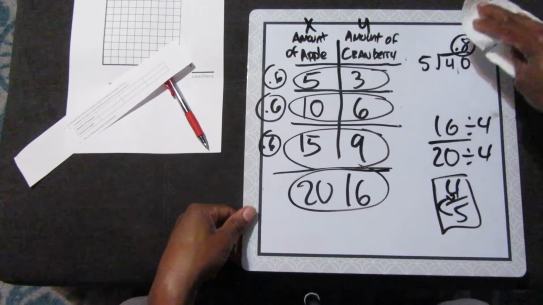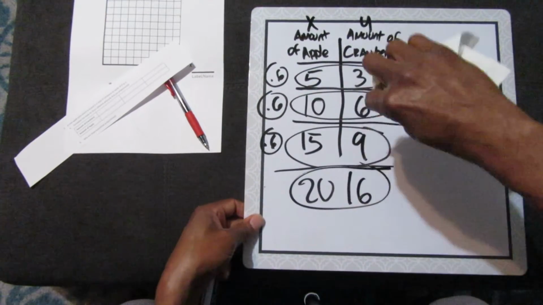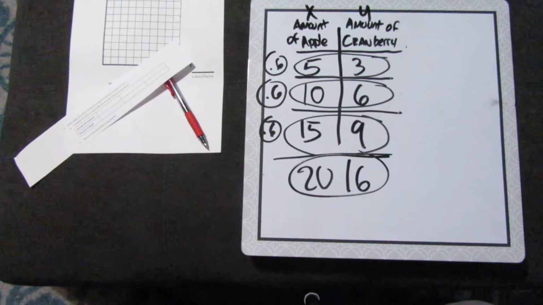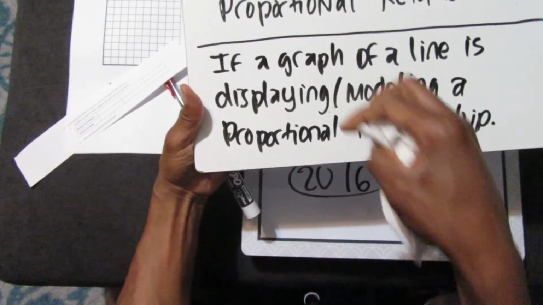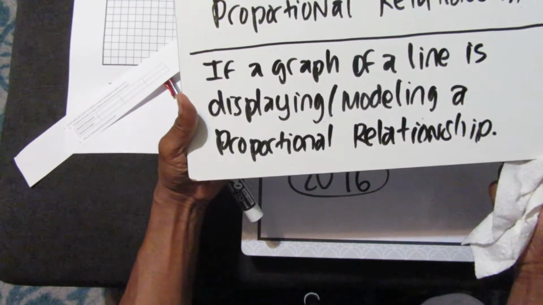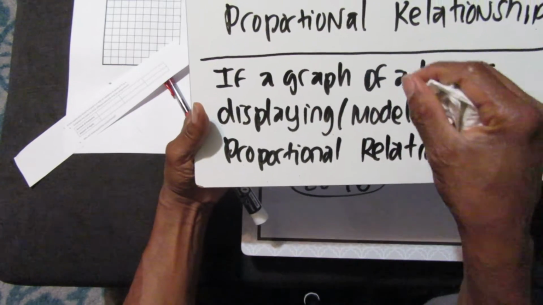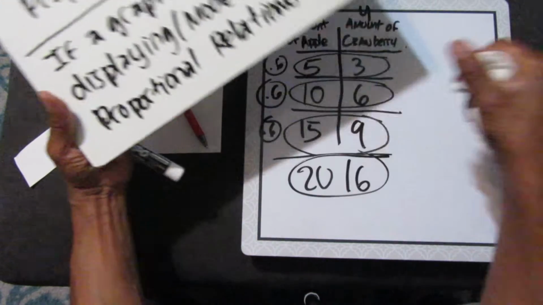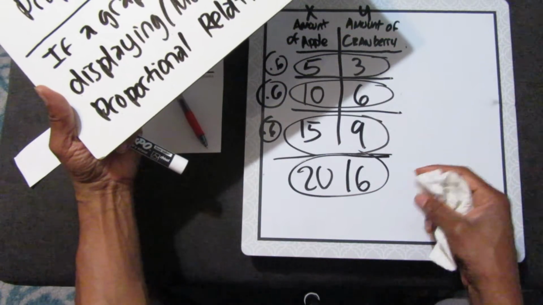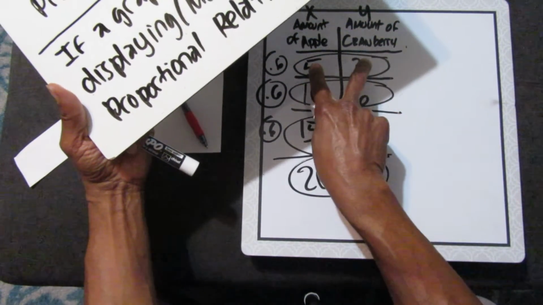Now, I'm going to go ahead, take this, and apply these values that we see right here to deal with our next situation. And that was to tell how a graph of a line is displaying or modeling a proportional relationship. Now, we've seen from a table or chart how we can find out if it's displaying a proportional relationship. If all the quotients are the same. Another way is also if you were to multiply each value by the original value by the same number.